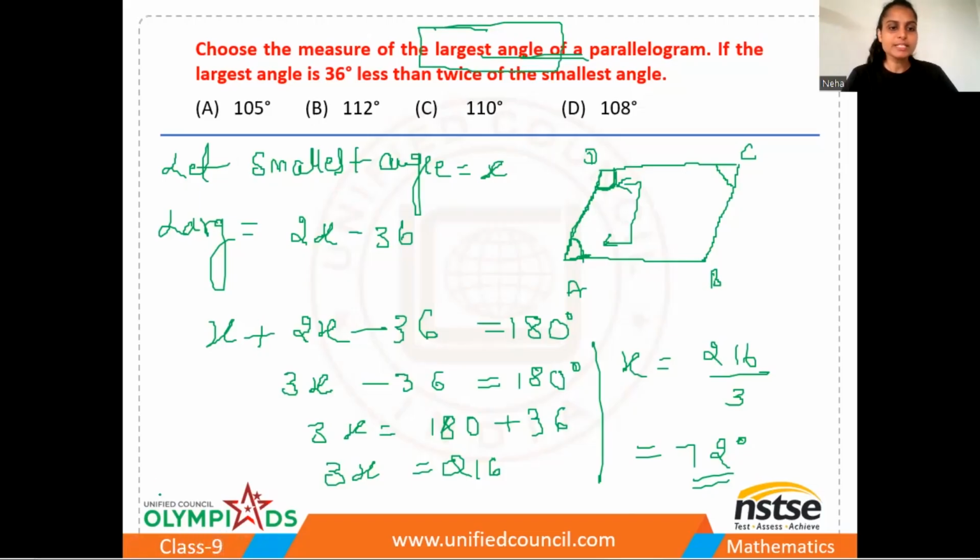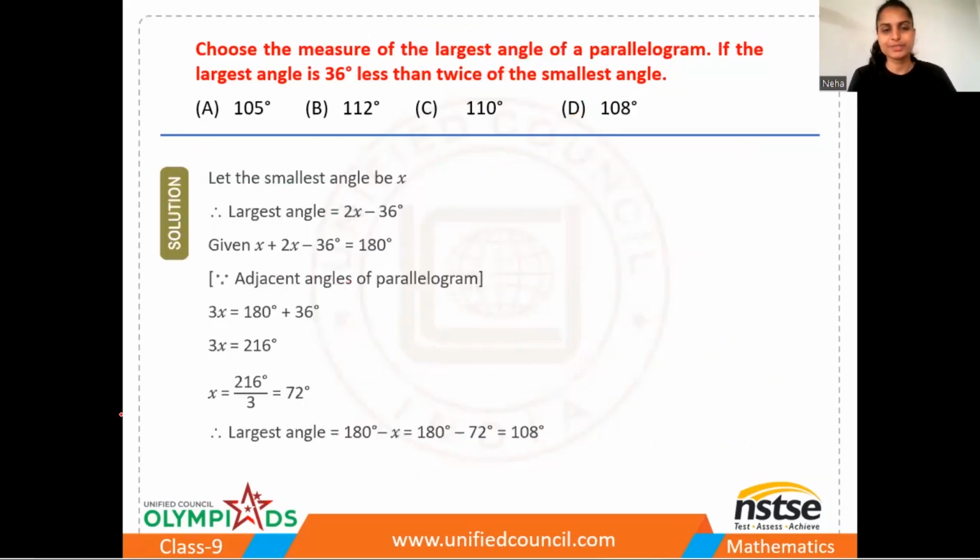Okay, so the largest angle is 2x minus 36. That means here you have to put the value of x. That means this is 2 into 72 minus 36, which is equal to 108 degrees. So 108 degrees, that means option C is your right answer, not 72. Perfect. Alright, that's very fine. Now let me present the detailed solution of this question.